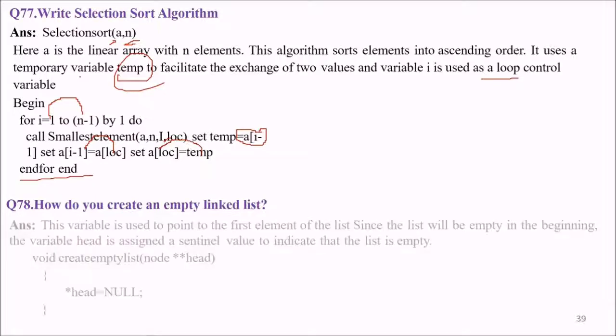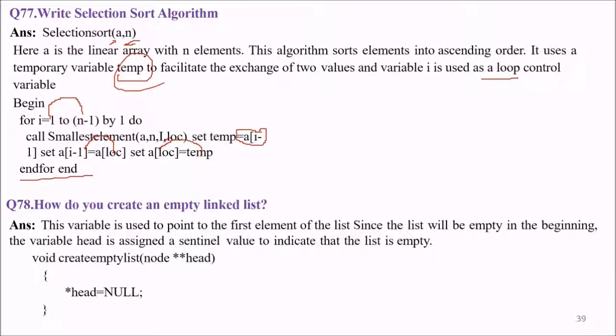Okay. How do you create an empty linked list? This is how we create an empty linked list. This variable is used to point to the first element of the list. Since the list will be empty in the beginning, the variable head is assigned a sentinel value to indicate that the list is empty. So we create an empty list with node pointer head. That head will have a null value.